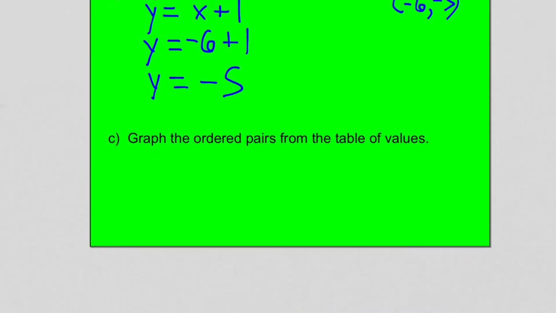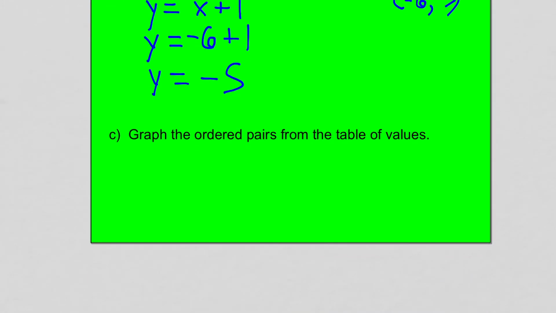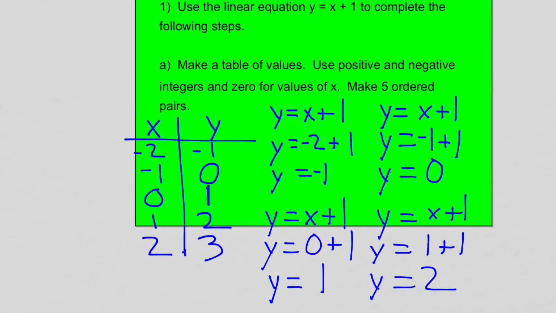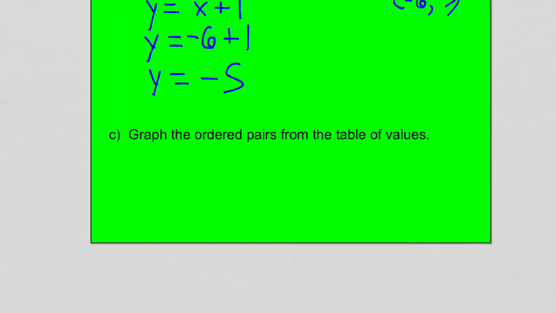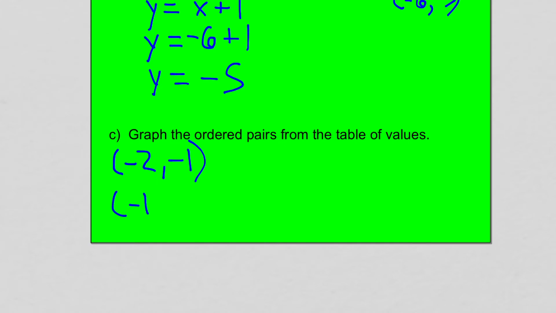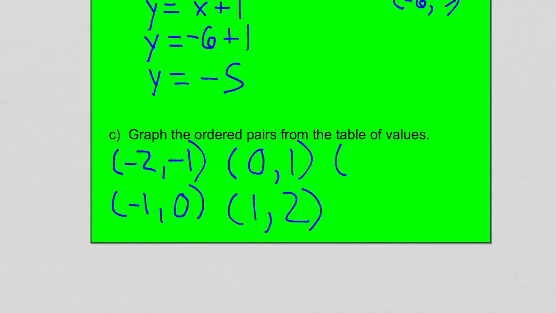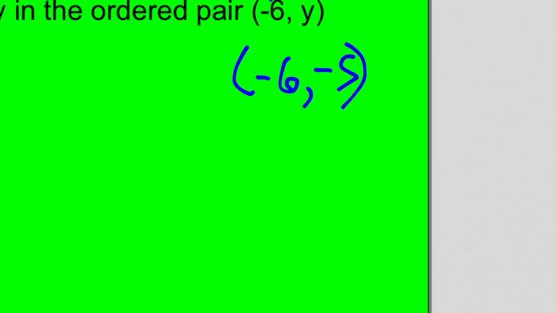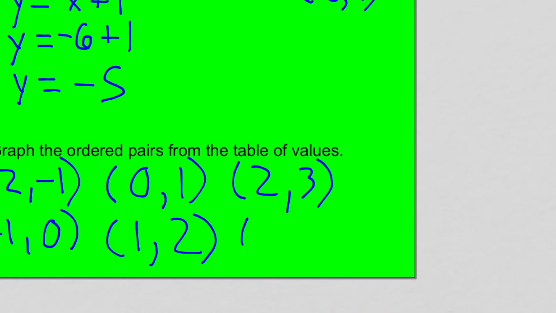Last thing we want to do now is we want to graph the ordered pairs from the table of values. So let's take the ordered pairs from our table of values. The first one was -2, -1. And let's write those properly. -2, -1. The next one was -1, 0. And then we had 0, 1. And 1, 2. And then 2, 3. Just double check those. Yeah. We also had the point -6, -5, that'll be on this graph as well.